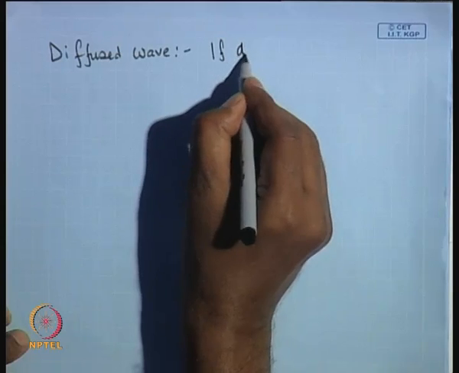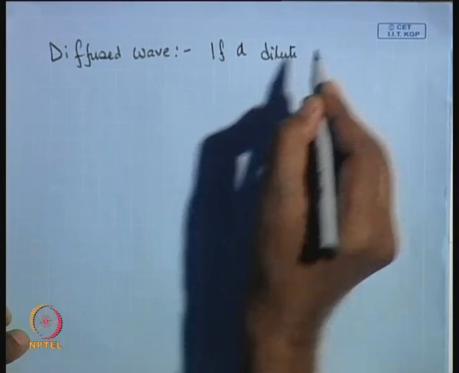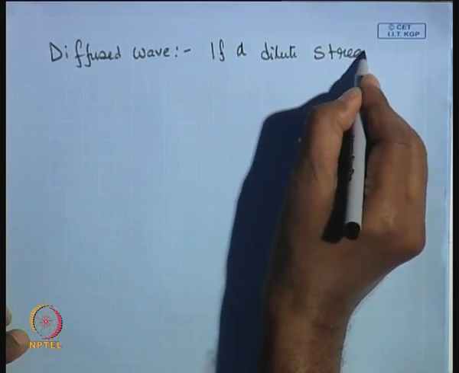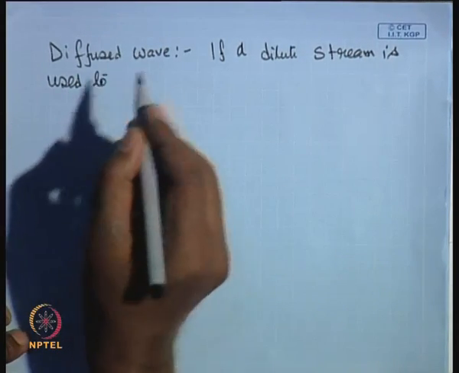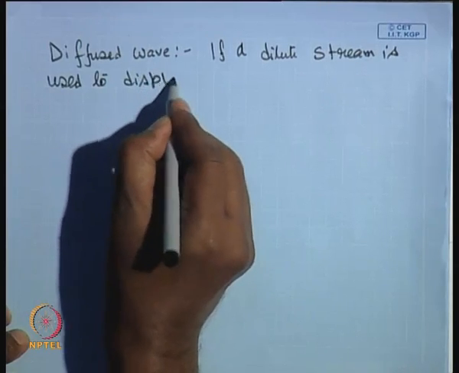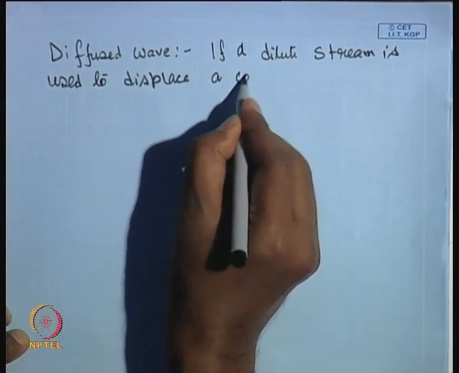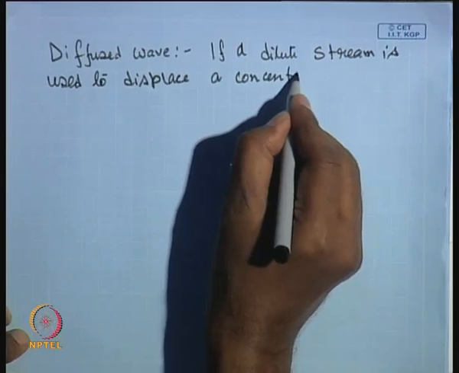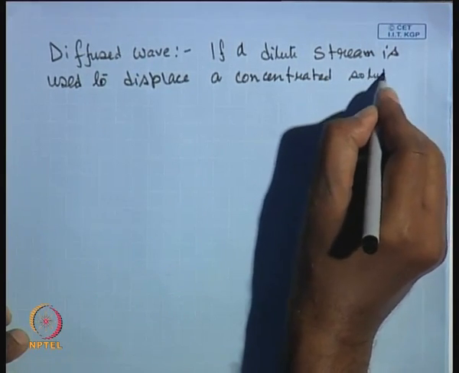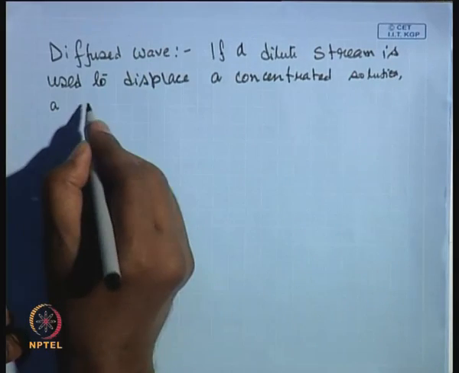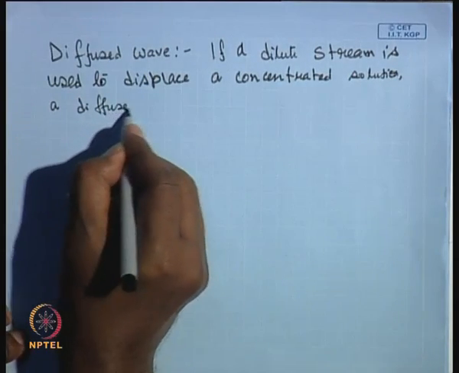If a dilute stream is used to displace a concentrated solution, a diffused wave is resulted.